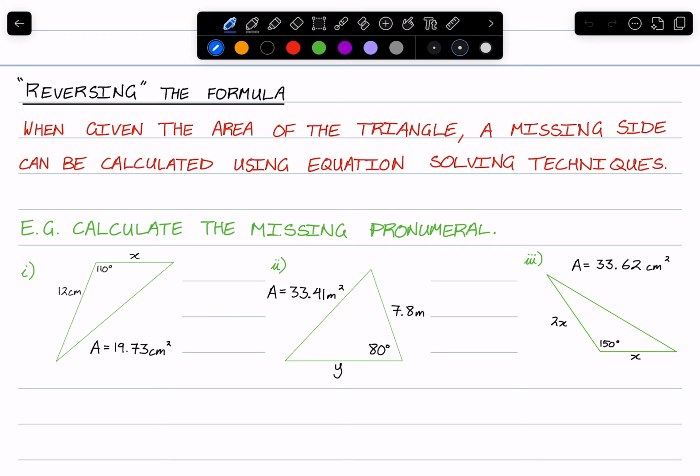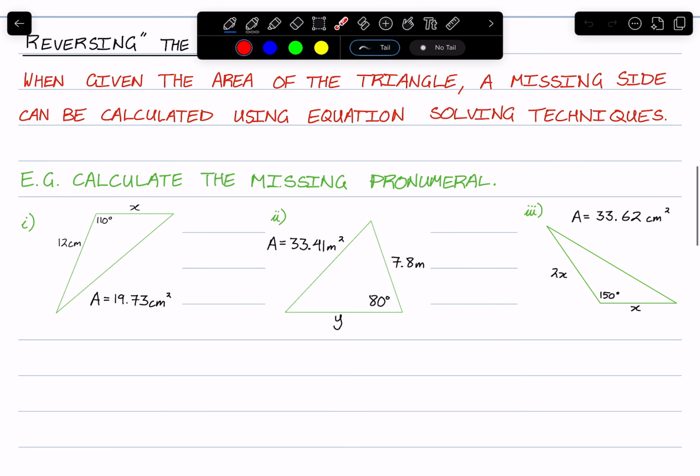Hello class, this is a video tutorial continuing on the area of triangles using sine. In this video, we'll be looking at reversing the formula. So when given the area of the triangle, a missing side can be calculated using equation solving techniques.